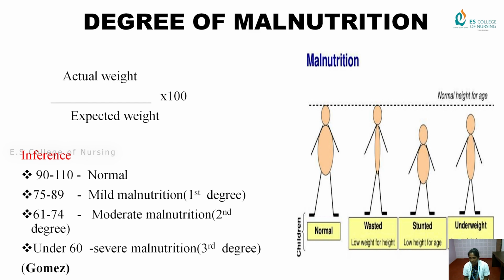When you multiply by 100, we get some values. If it comes to 90 to 110, it is normal. 75 to 89 is mild malnutrition, that is first degree malnutrition. 61 to 74 comes under moderate malnutrition, second degree. Under 60 is severe malnutrition, third degree malnutrition. Hope you have understood this.